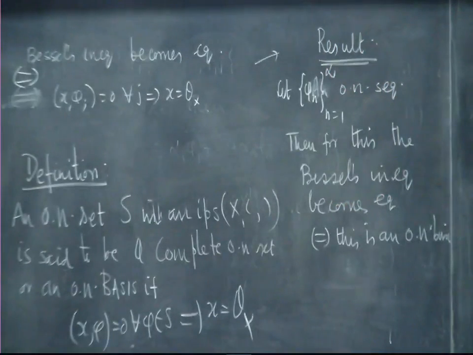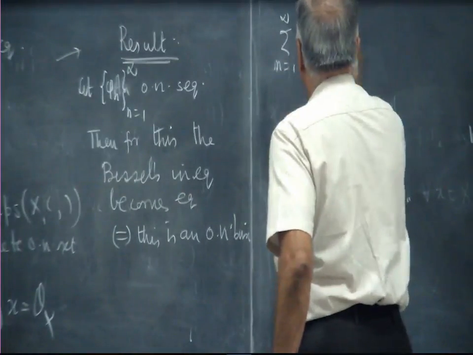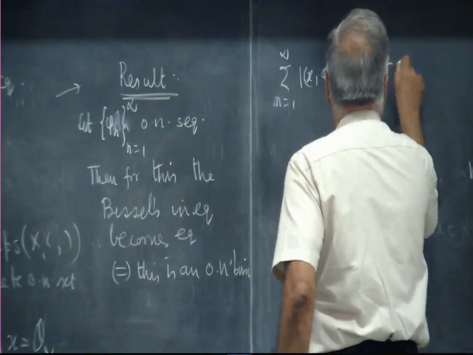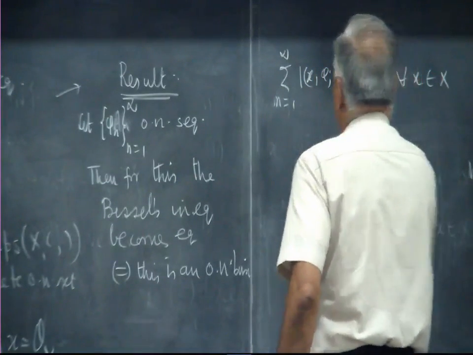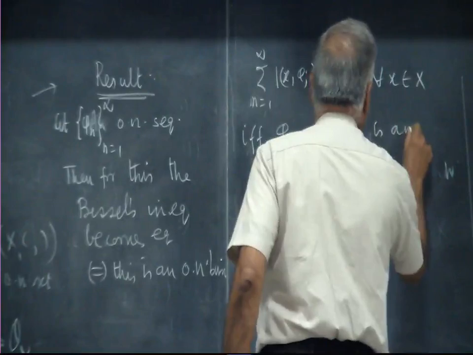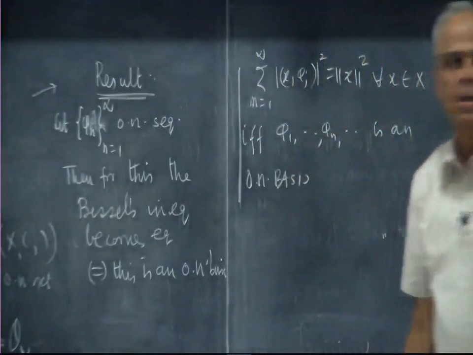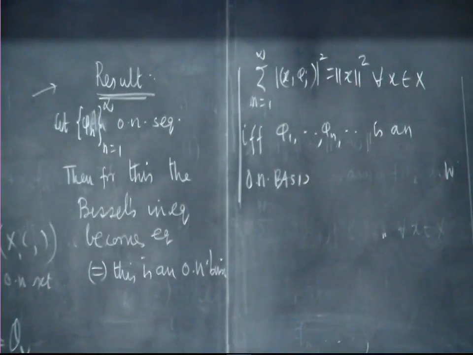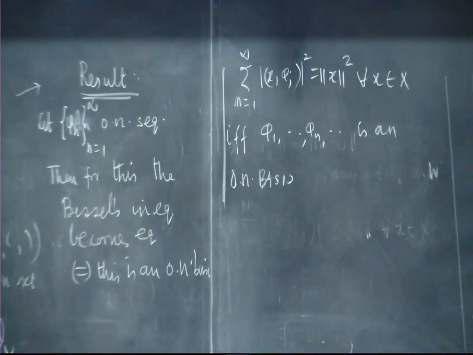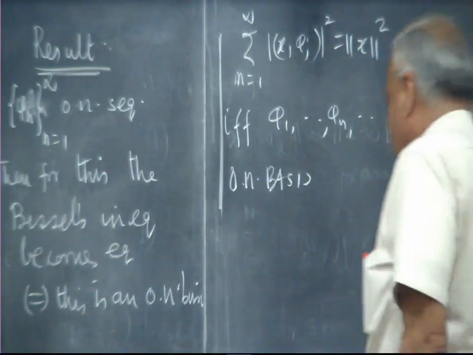Or in words, in symbols, summation |<x, phi_j>|^2 is equal to norm x squared for every x in X, if and only if phi_1, phi_2, phi_n etc. is an orthonormal basis. That is symbolically can write it like that. So, in that case, that identity equality is called the Parseval's identity. Okay. This is all generalization of what Fourier got with Parseval's identity, Bessel's inequality, etc. in his classical Fourier analysis.